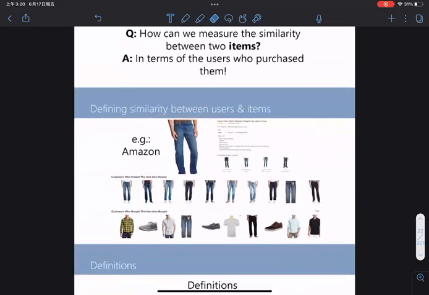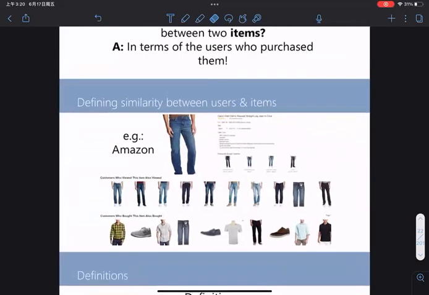Here is an example from Amazon. When we buy something on Amazon, it will always make some recommendations to you. The recommendations will be based on the customers who viewed the item also viewed, and the customers who bought the item also bought. So this is a kind of similarity-based recommender. The recommender will make recommendations based on the similarities between the users and other users who also viewed this item before.